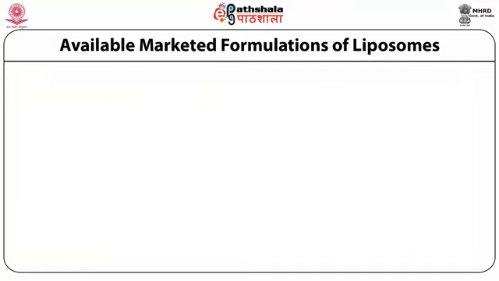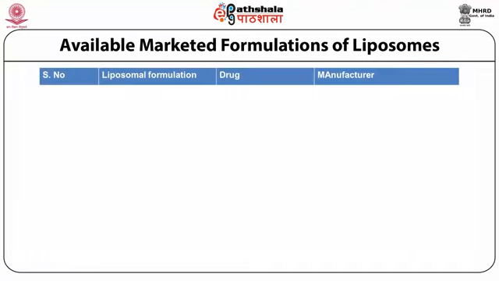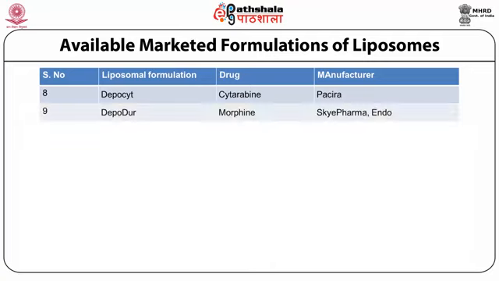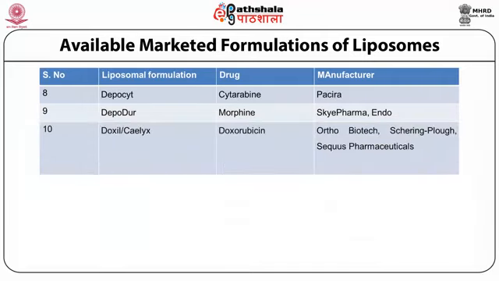Available marketed formulations of liposomes. The other examples of different drugs include the brand name DepoCyt, having cytarabine, by the manufacturer Pacira. Another example is morphine, under the name DepoDur by SkyePharma Endo. Doxorubicin is also encapsulated in liposomes, available under the brand names Doxil and Caelyx by Ortho Biotech, Schering-Plough, and Sequus Pharmaceuticals. Paclitaxel is available by the brand name LEP-ETU by NeoPharm.